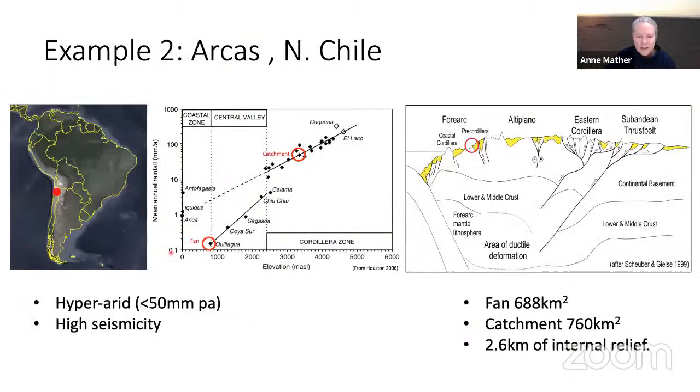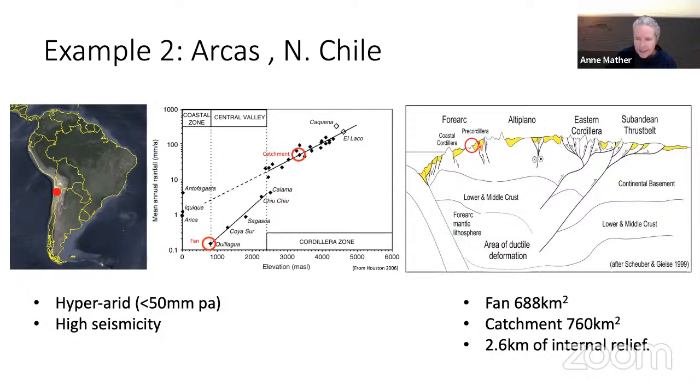The second example that I'm going to look at is really from the other end of a much drier setting, so hyper arid setting, in a very much seismically active plate tectonic setting. So this is a much bigger system, around about 700 square kilometers. And you can see here it is located on this cross section of the Andes on the west side of the Precordillera.